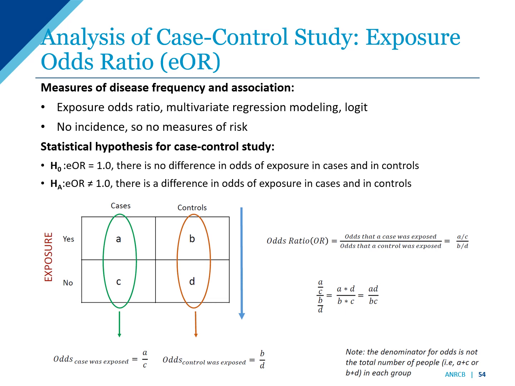We take the odds of exposure in cases, which is A over C, and the odds of exposure in controls, which is B over D, and then we can create an odds ratio for exposure by comparing odds that a case was exposed to odds that a control was exposed.